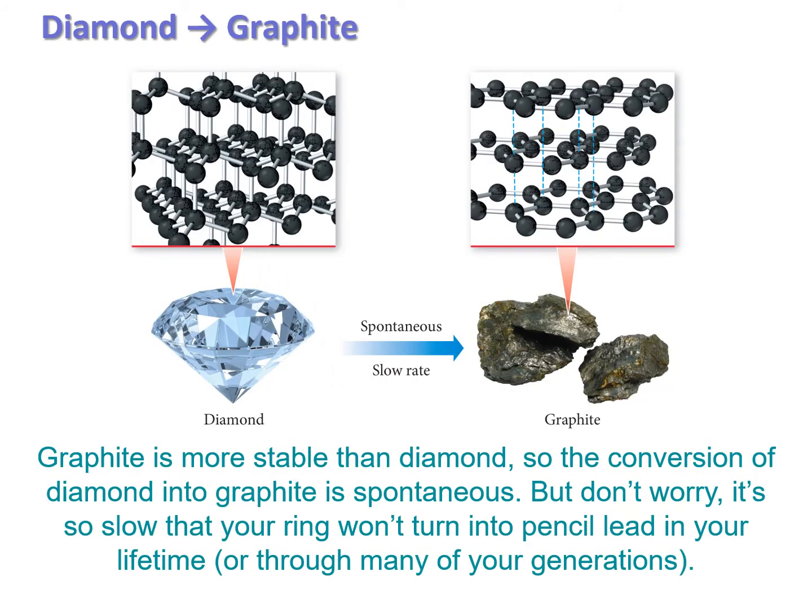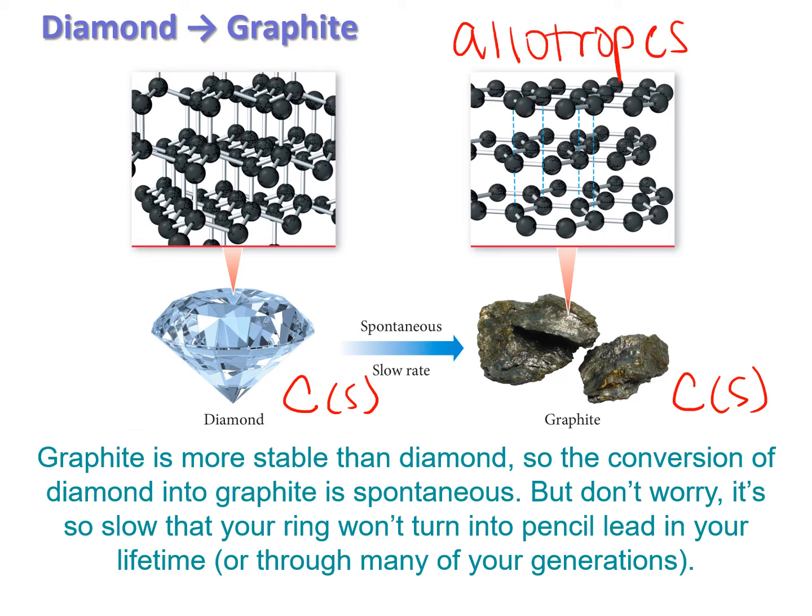So to further illustrate how spontaneity doesn't have anything to do with kinetics, here we have an example which I think is very interesting. We have diamond, which is a carbon solid, and graphite, which is also a carbon solid. These are two allotropes to each other. I know this isn't on the slide, but that's what these are to each other, if you're wondering. They are the same exact element and the same exact state, except they're bonded to each other differently, so you get something called an allotrope.